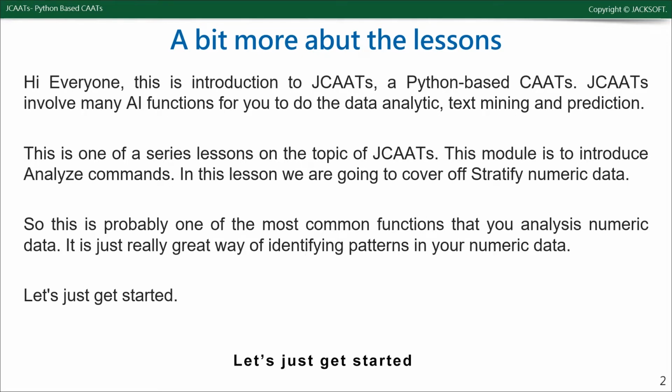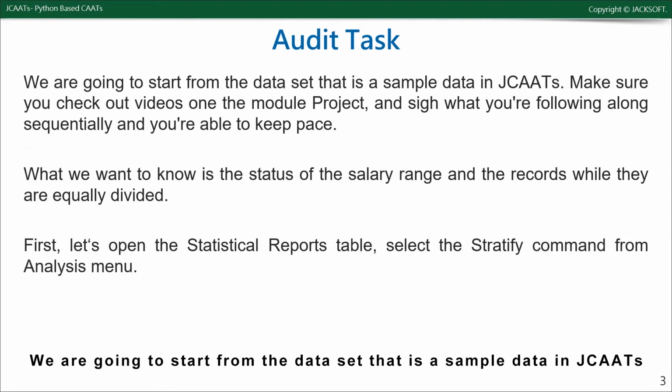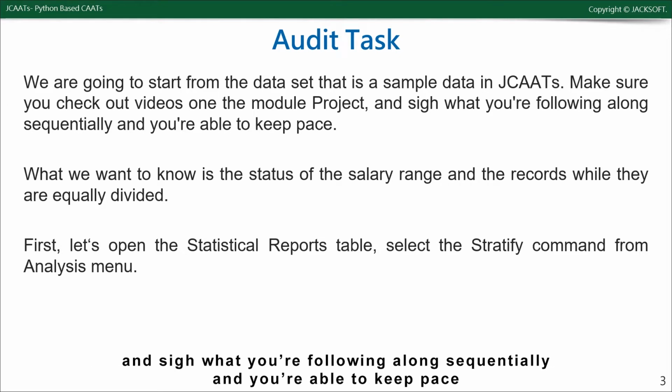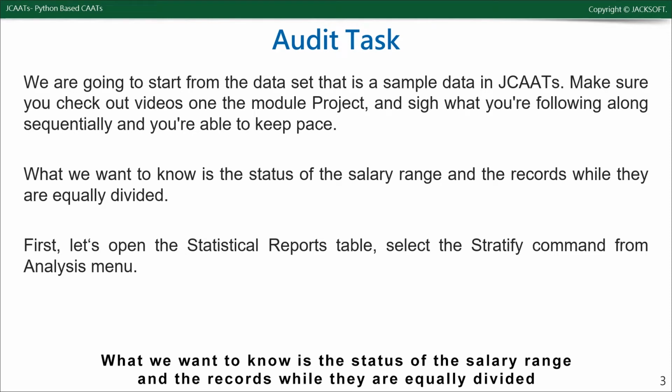Let's just get started. We are going to start from the dataset that is a sample data in JCAATs. Make sure you check out video 1, the module project, and see that you're following along sequentially and you're able to keep pace. What we want to know is the status of the salary range in the records while they are equally divided.